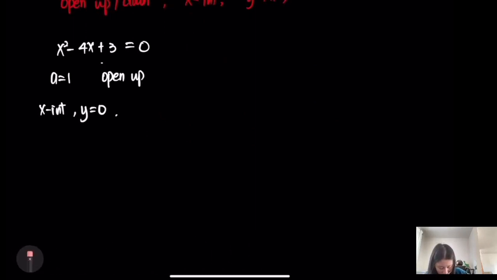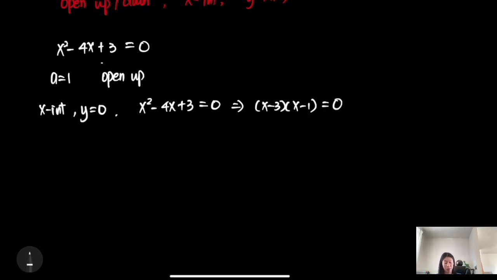So I got x squared minus 4x plus 3 equals 0. I factor it, I have x minus 3, x minus 1 equals 0. So x is either equal to 3 or x equals 1 is our solution. So that means our x-intercepts are (3, 0) and (1, 0).